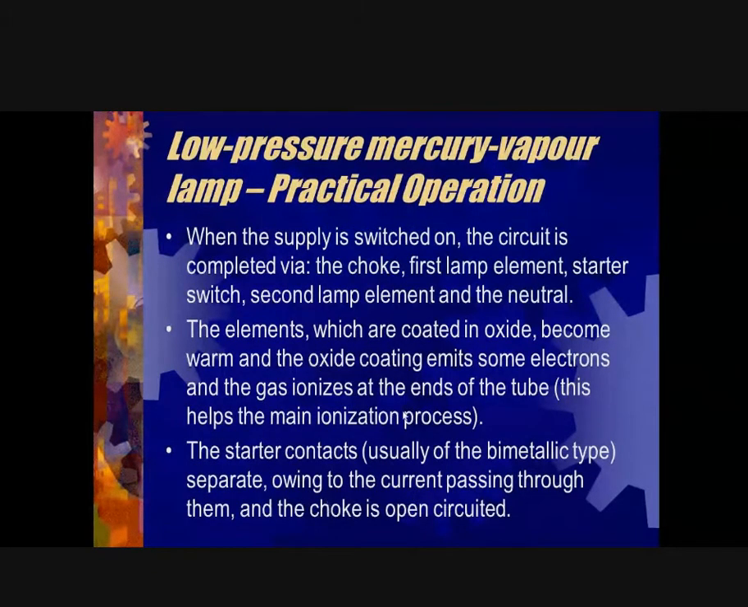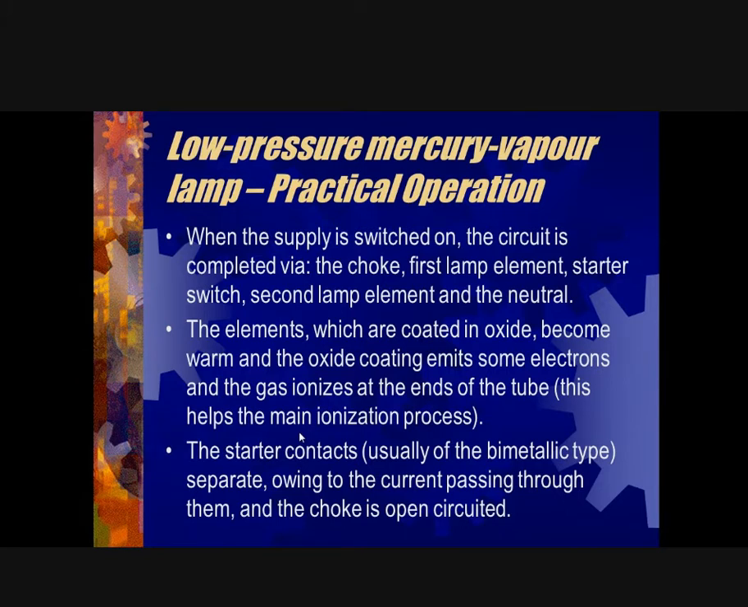Now, when the supply is switched on, in the practical application, the circuit is completed via the choke, and the lamp element, the starter switch. We're going to look at what I mean by the starter switch. And then the neutral. So it will continue through the choke, one end of the filament, then it will go through the starter switch, then through the other side of the element, and then to the neutral to complete the circuit.